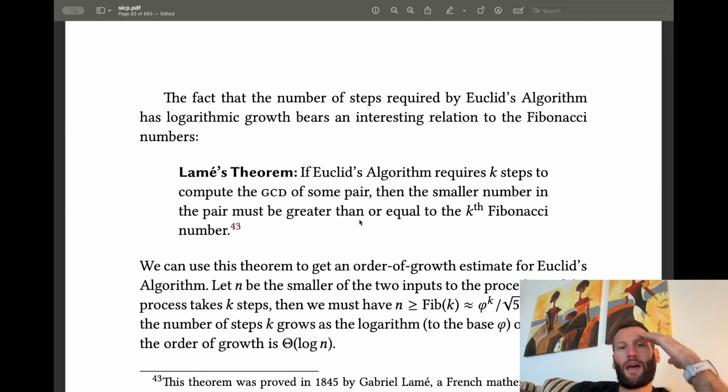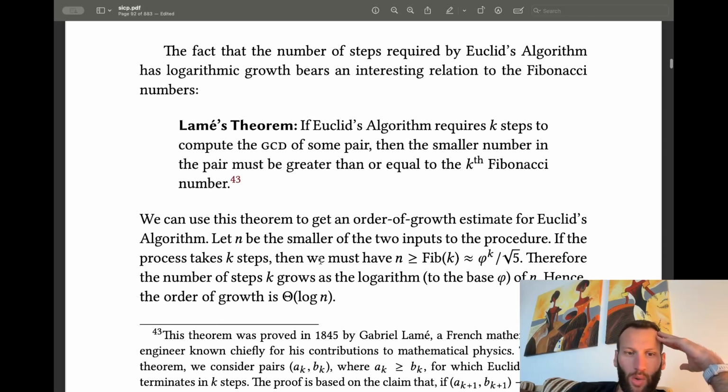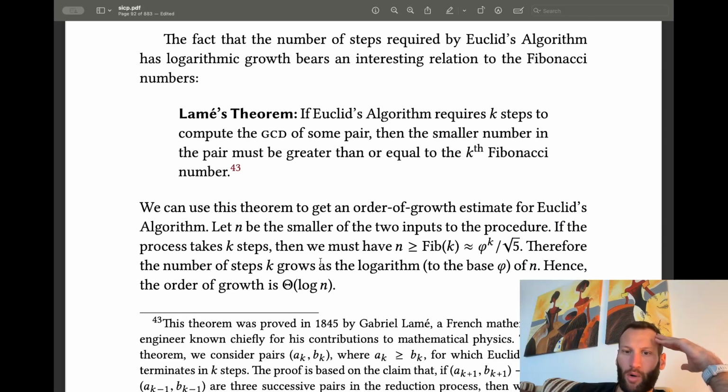Let me reread again. Euclid's algorithm requires k steps to compute the GCD of some pair. Okay, then the smaller number in the pair must be greater than or equal to the kth Fibonacci number. Okay. And we can use this theorem to get an order of growth estimate for Euclid's algorithm.